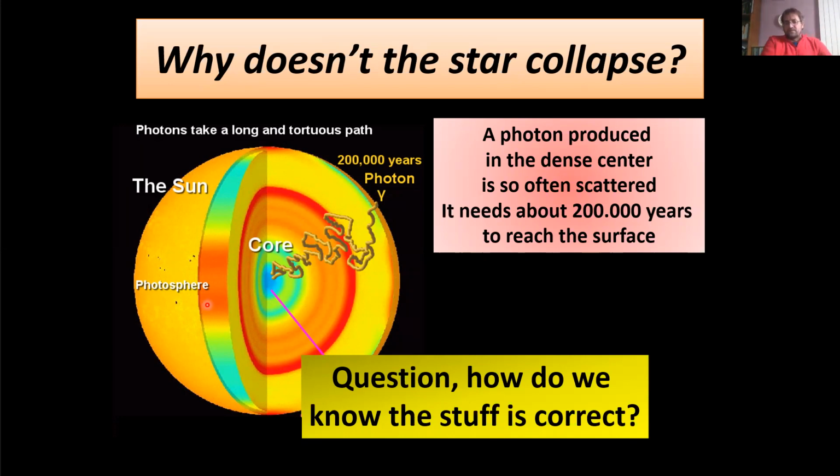Now, because the stuff in there is so dense, it can be estimated how long it takes for one of these light particles that has been created in the center of the sun. Well, it is so often scattered, it undergoes this random walk. We can estimate it's 200,000 years between its creation and coming to the surface. And once at the surface, it comes to us. It takes another 8 minutes.